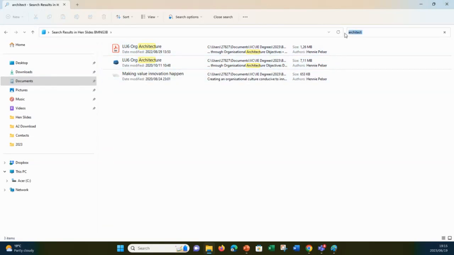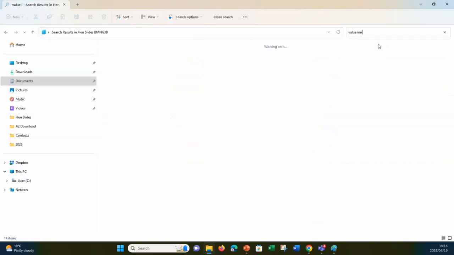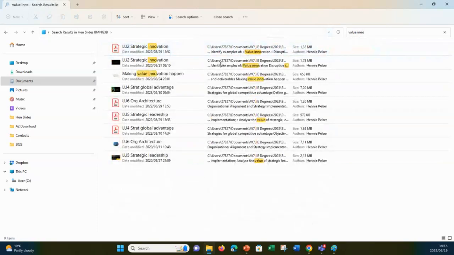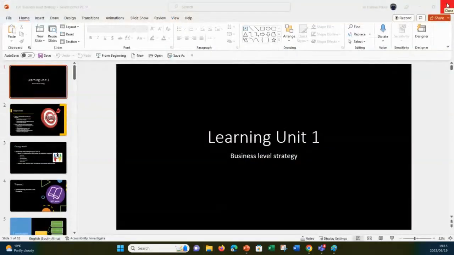If it's about value innovation, making value innovation happen is just to then look at the right option. If I search innovation, there's strategic innovation, and you'll see that it's learning unit 2. So there it is. A very simple search. It should help a lot if you get stuck in terms of where to find the answers.